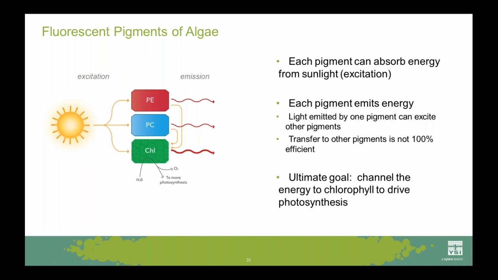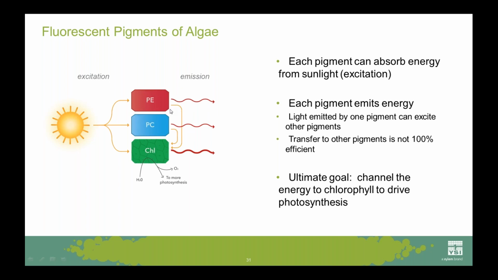So these fluorescent pigments do all the things we said that fluorescent molecules do. They selectively absorb specific wavelengths of light from the sun. They're going to lose some of that energy as heat because they can't hold on to it forever, and they're going to emit some of that light of a longer wavelength than they absorb. In the phycobilisome, some of the light is released by one pigment and actually gets absorbed by another pigment.